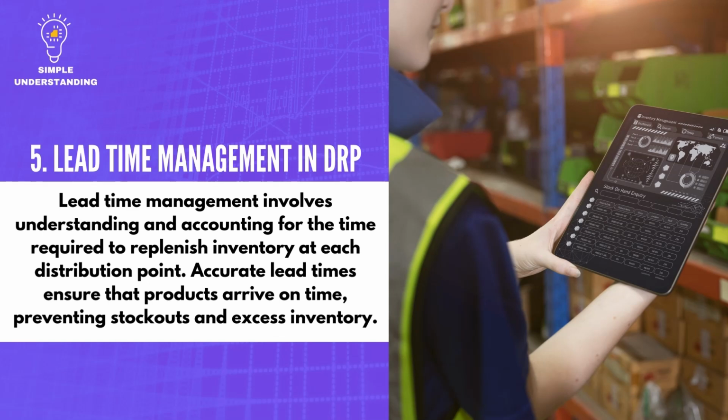5. Lead time management in DRP. Explanation. Lead time management involves understanding and accounting for the time required to replenish inventory at each distribution point. Accurate lead times ensure that products arrive on time, preventing stockouts and excess inventory.